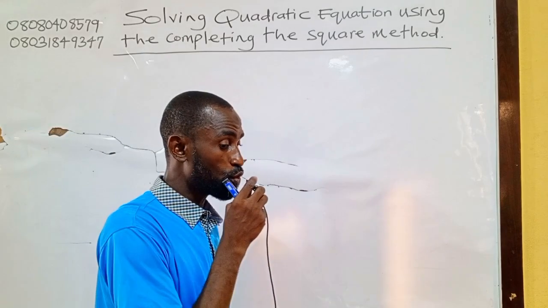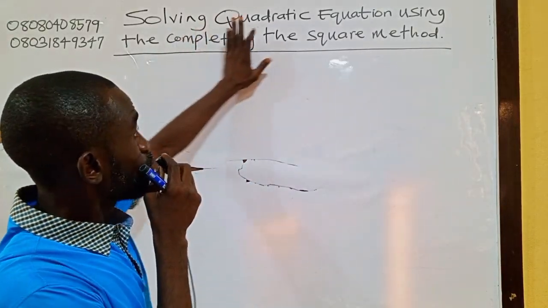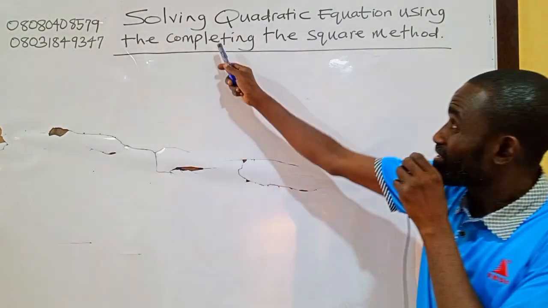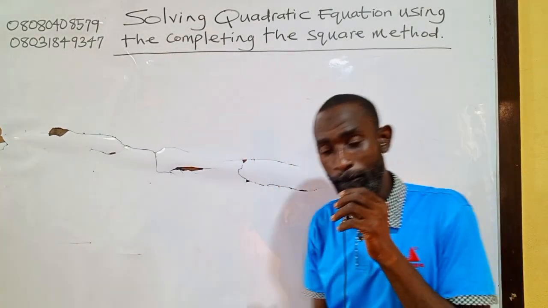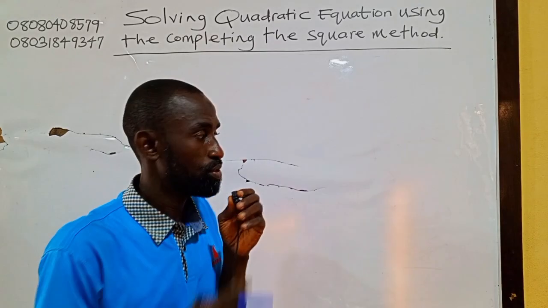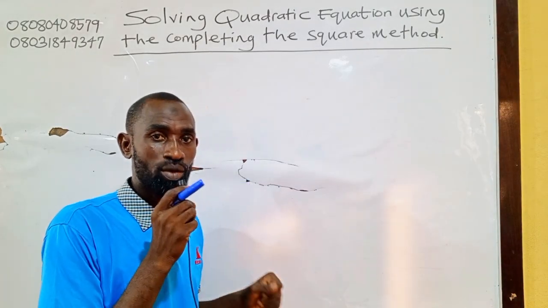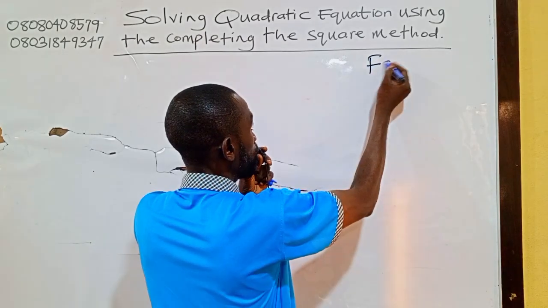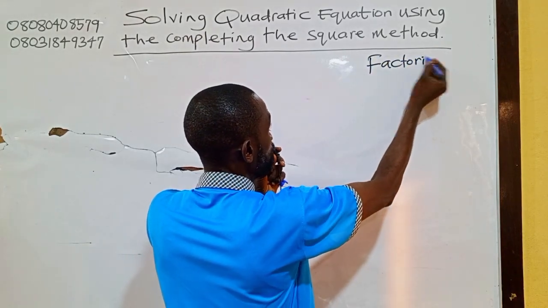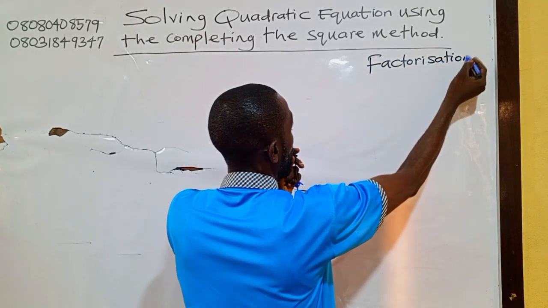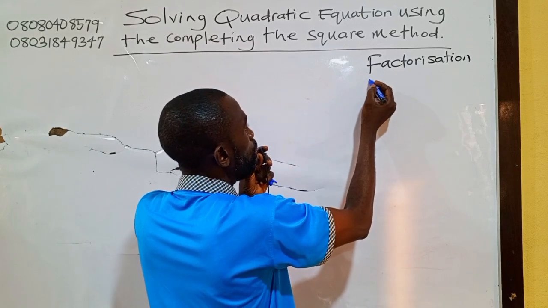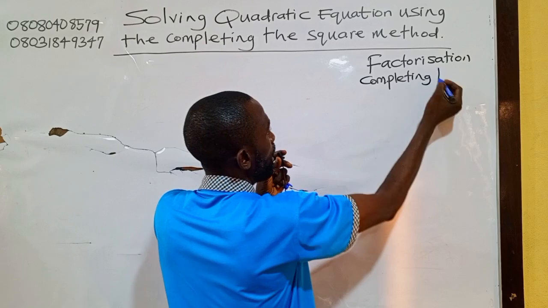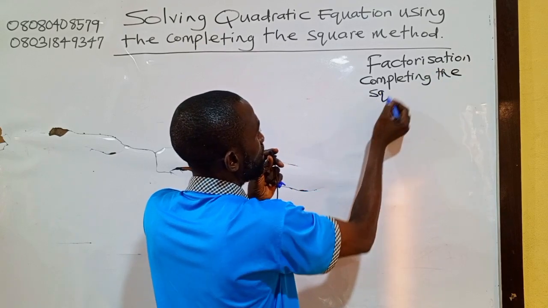So in this video, we want to quickly look at the solution to a quadratic equation using the completing the square method. We can use various methods to solve a quadratic equation. Methods like the factorization method, we can use the factorization method. We can use the completing the square method.